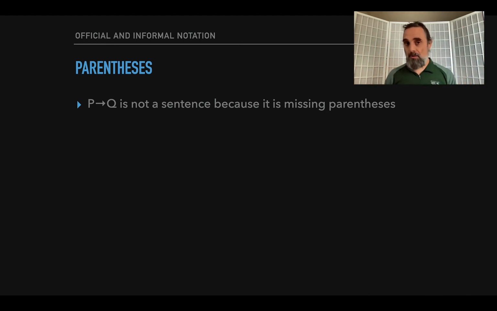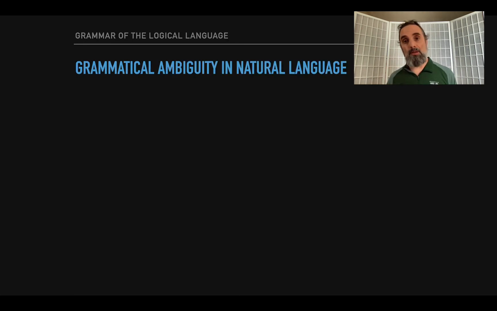This doesn't follow that rule, and our final rule says the only way to build a sentence is using those rules, and so this, because it doesn't follow any of the rules we have, is not a sentence, and it's because it's missing parentheses. But we've been treating this as if it is a sentence. So what's going on? Well, we use the parentheses at all because we need them to avoid what we call grammatical ambiguity. What's grammatical ambiguity?